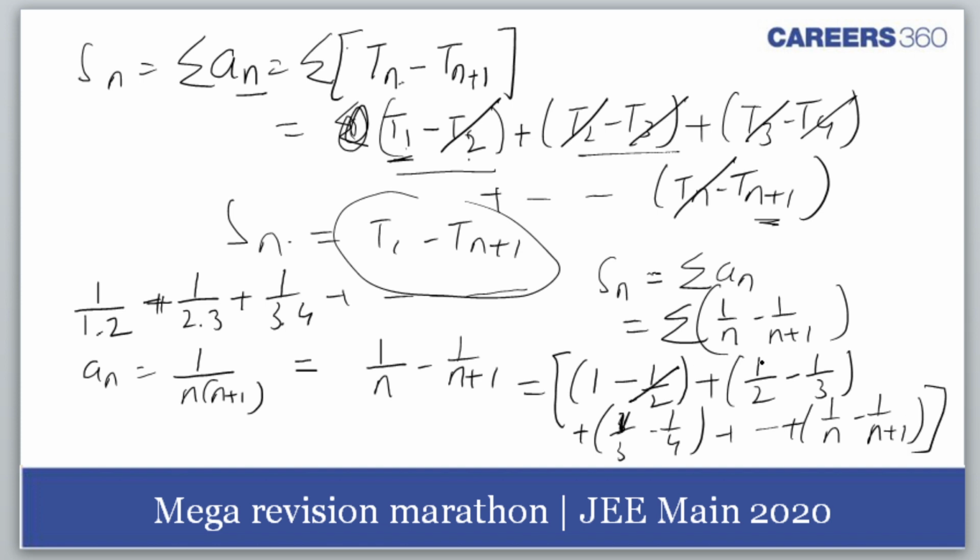Okay, so here we realize 1 by 2 cancels, 1 by 3 and 1 by 3 cancel. This all would be cancelled. What is left? 1 minus 1 upon n plus 1. So this is n upon n plus 1. That's how we get the sum. And this is known as the telescopic sum.